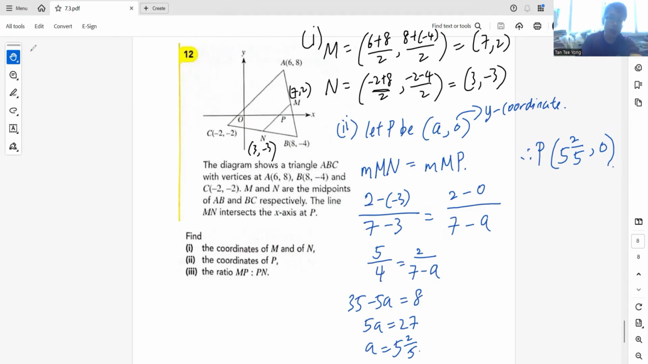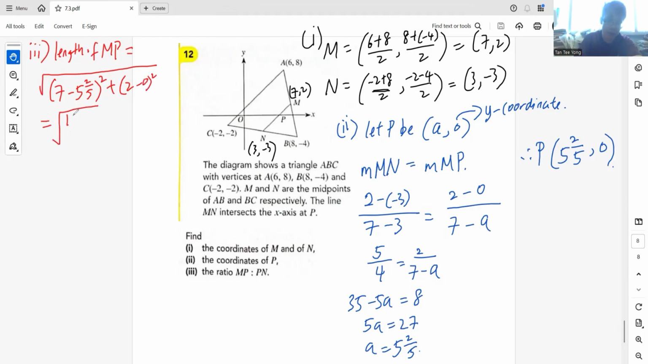Okay, part 3, I'm going to do it on the left. So what do they want? The ratio of MP to PN. So we have to find the lengths. The length of MP equals the square root of, this is quite a mouthful to write, (7 minus 5 whole 2 over 5) squared plus (2 minus 0) squared, which you can simplify to become square root of 164 over 25.